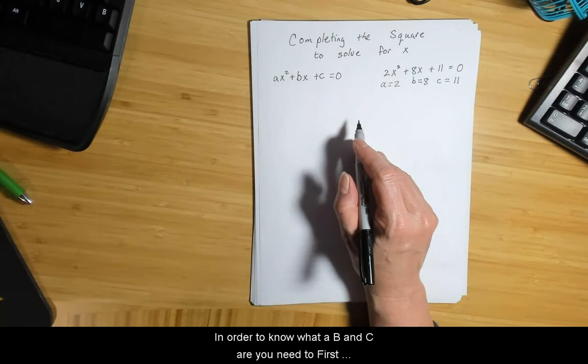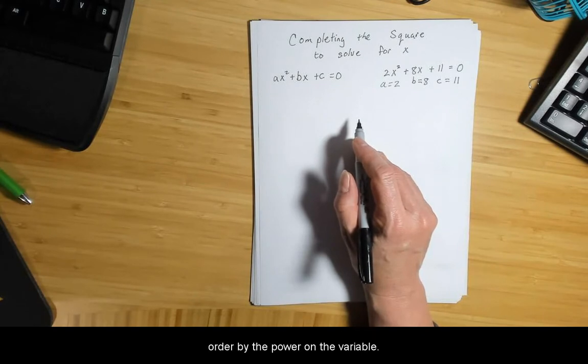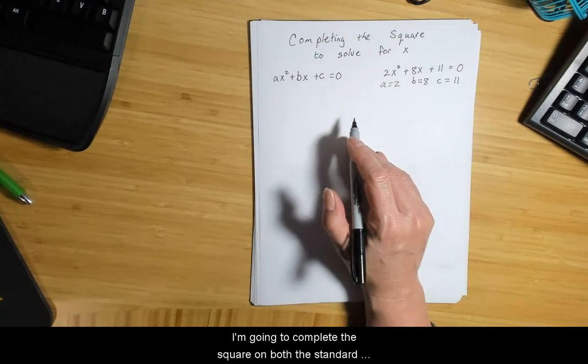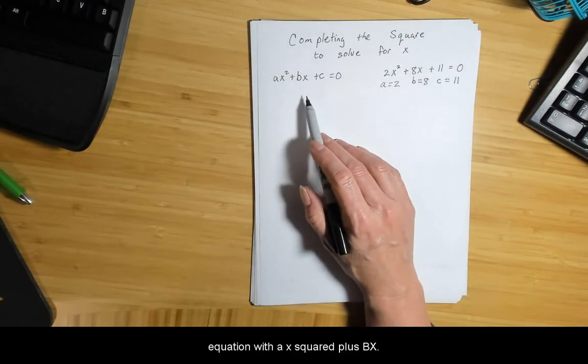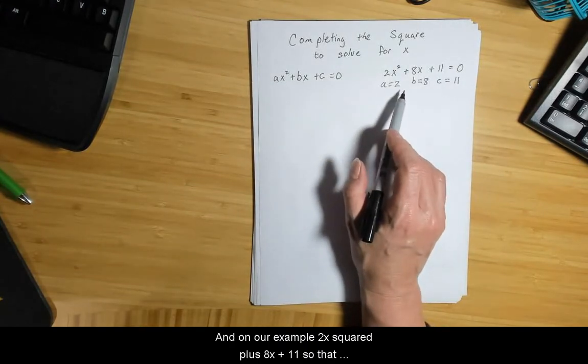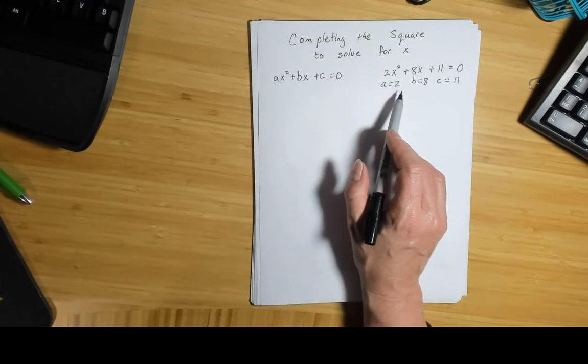In order to know what a, b, and c are, you need to first have everything on one side of the equation in descending order by the power on the variable x. Once we have that, we can complete the square. I'm going to complete the square on both the standard equation with ax squared plus bx plus c, and on our example, 2x squared plus 8x plus 11, so that you can see how the two formulas match up and where the quadratic formula is coming from.